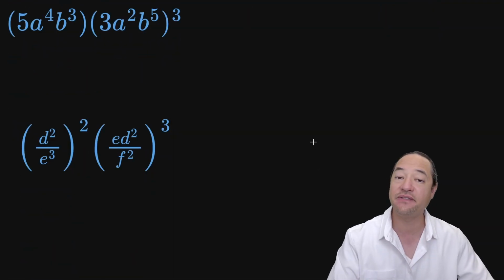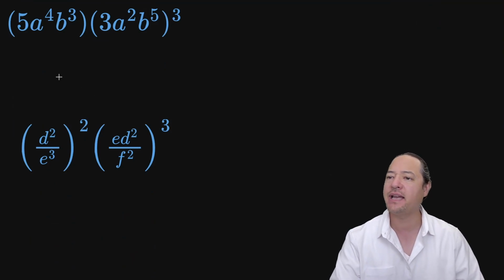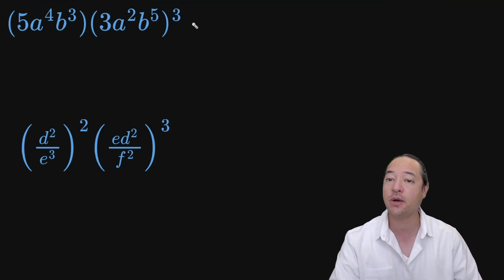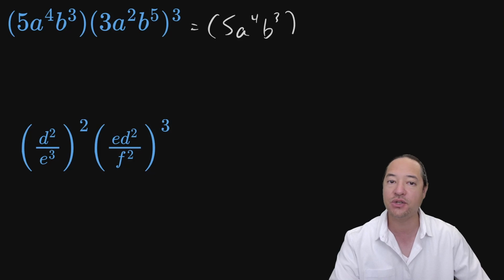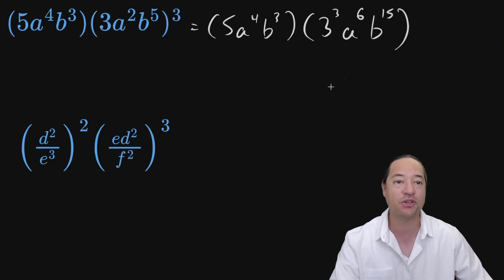So here we have the first two. Okay, how do we want to do this one? Well, it seems a little bit complicated, but I think the first thing I want to do is try and get rid of this exponent by essentially distributing it into everything that we've got here. So let's say that this is equal to 5a to the 4th power b cubed times 3 cubed a to the 2 times 3, that's a to the 6th power, and then b to the 5 times 3, well, that's the 15th power, just like that.